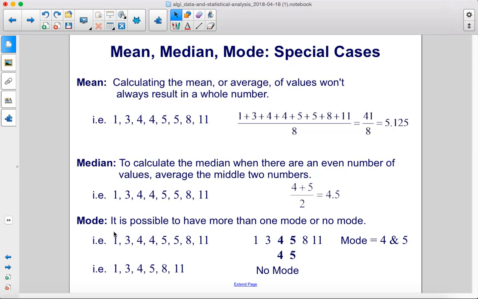And finally, for mode, we can have more than one mode or no mode at all. For these values, we have two modes. We have 4 and 5 because they're both in there twice. And in this set of data, we have no mode because none of these numbers repeat at all.